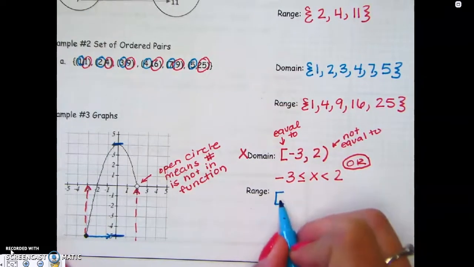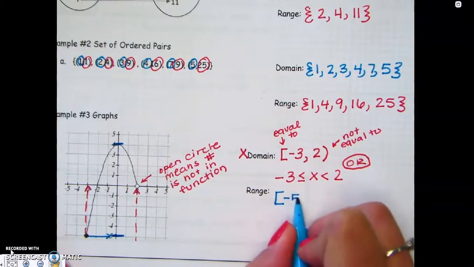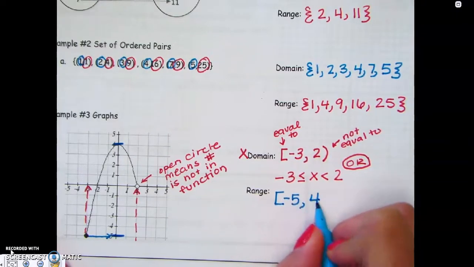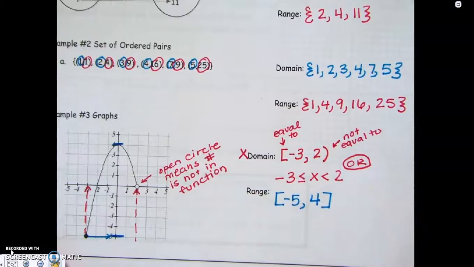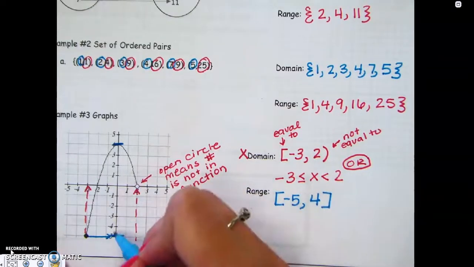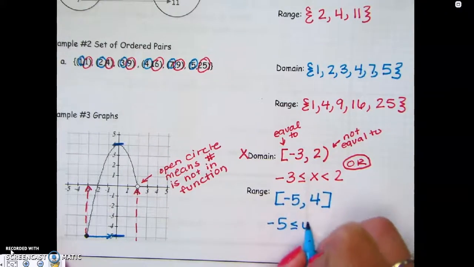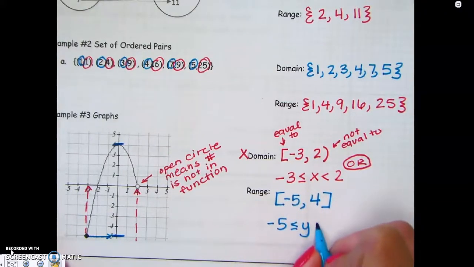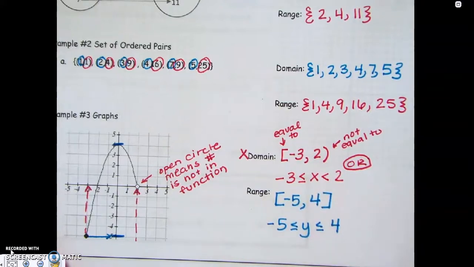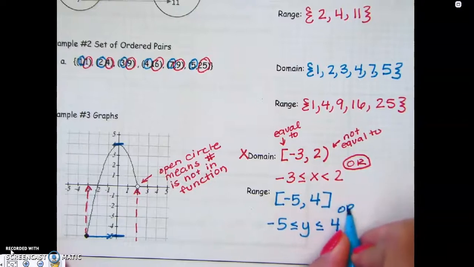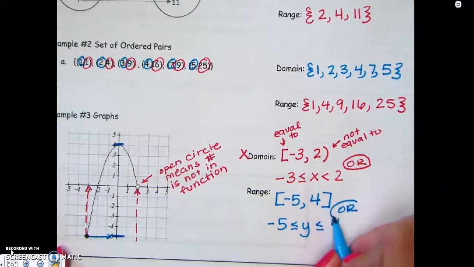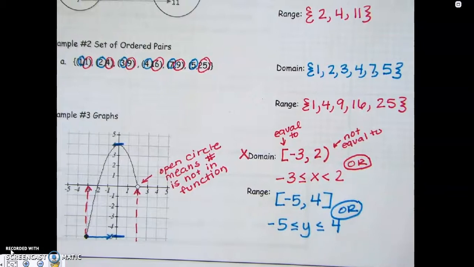So I can write my range. You always go lowest to highest. So my range includes -5 all the way up to 4, so I would use 2 brackets to do that. I can also write it in interval notation like -5 is less than or equal to y, because y's are my range values, less than or equal to 4. So y's go from -5 to 4. That's how you read that. Either notation you can use, but you might see both on a multiple choice. You just have to be aware of what those things mean.